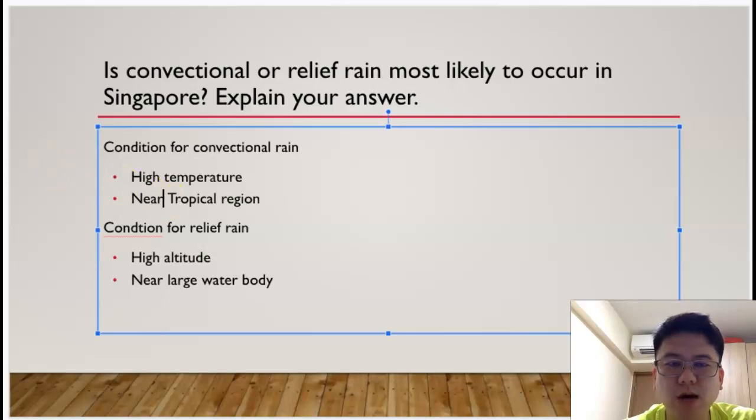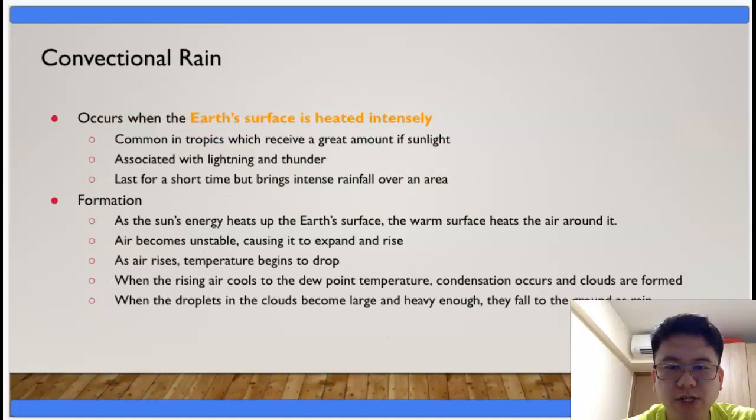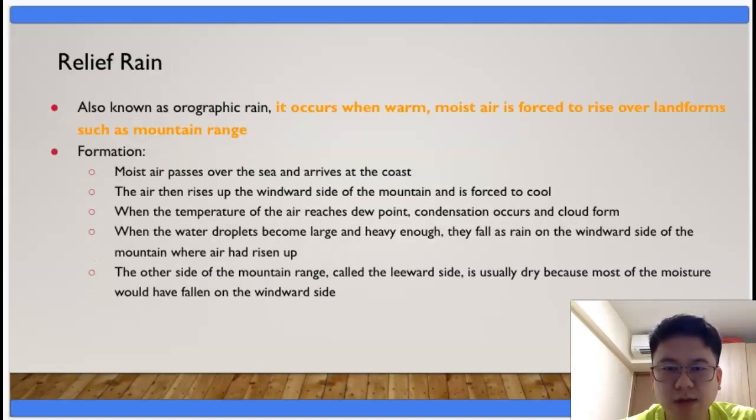Okay, so let's take a look at how the rainfall forms. Convectional rain, in your textbook page 156, you can read, occurs when the earth is heated extensively, so the temperature leads to high evaporation, so the air will be filled with moisture, cumulonimbus cloud, all that. Then next, relief rain occurs when warm, moist air is forced to rise over landform. So the landform is high altitude, which is your mountain range. And where is the large water body here? Large water body could be your sea, your ocean, or your large lakes.